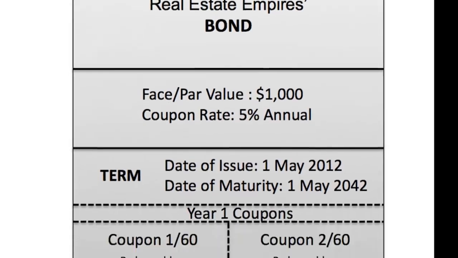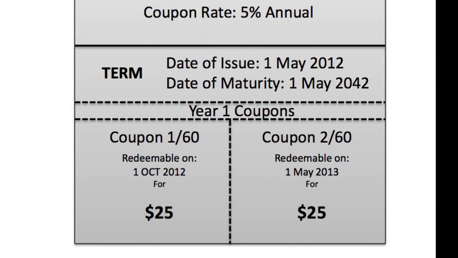When you look down at the bottom here, I have 2 coupons. Back in the olden days, whenever you'd buy a bond, you'd actually get a whole booklet of these coupons. As you can see, there's a dotted line. So what Jesse would do for his first coupon, if he had bought this back in the olden days, not right now, because everything's electronic now, is he would have cut out his first coupon and mailed it to the Real Estate Empire company, and he would have received the $25 check back, just as long as he mailed it in after 1 October 2012, which is 6 months after the initial date of issue.